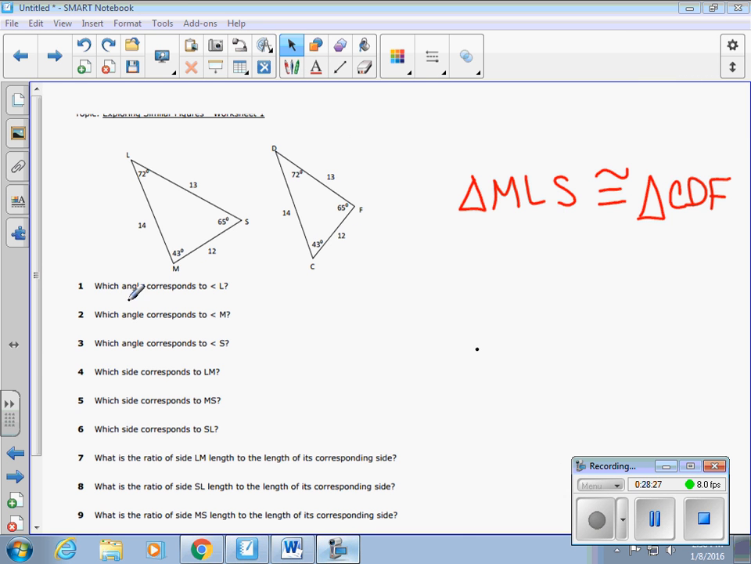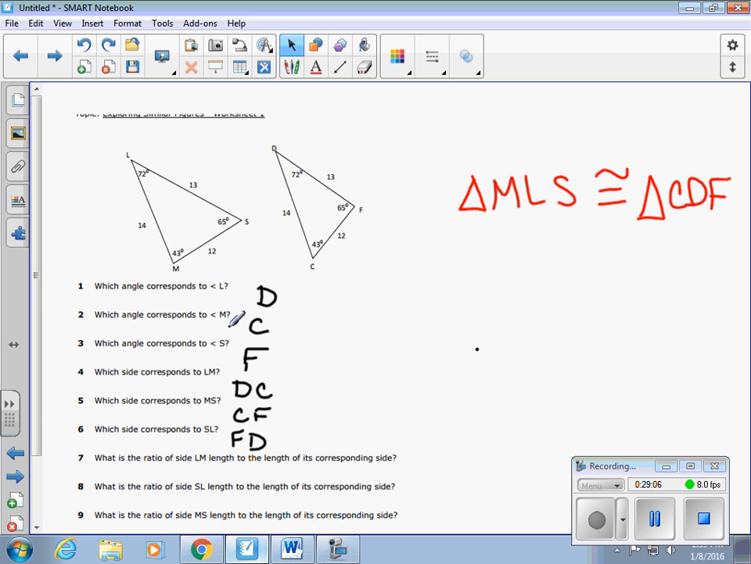It says, which angle corresponds to angle L? D. What angle corresponds to M? What angle corresponds to S? What side corresponds to LM? What side corresponds to MS? What side corresponds to SL? Anybody have trouble with that? DF, because, no, S comes first, right?